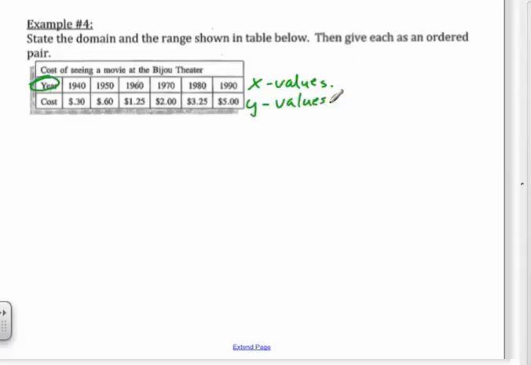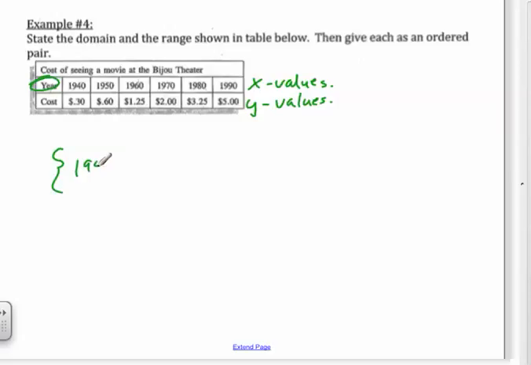Now it says, state the domain and the range shown in the table below. Whenever I want to state the domain, I write these little braces. And I state each input, but only once, because sometimes we might have an input or an output twice, but I don't need to state it twice. The domain is just which numbers show up as x values.